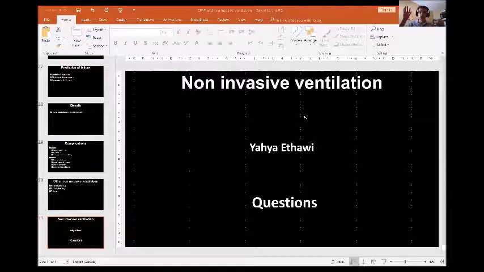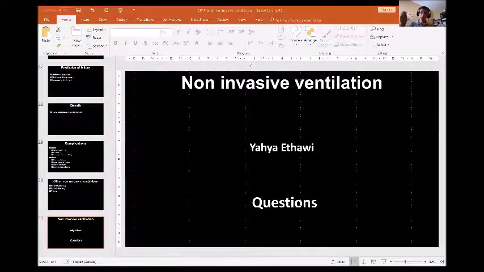So CPAP is the pressure above atmospheric pressure. For the purpose of ventilation, atmospheric pressure is 0, so anything above this is CPAP. Whether this will provide PEEP or not, that's a different issue. PEEP is the pressure inside the alveoli that keeps the alveoli open, keeps them from sticking.